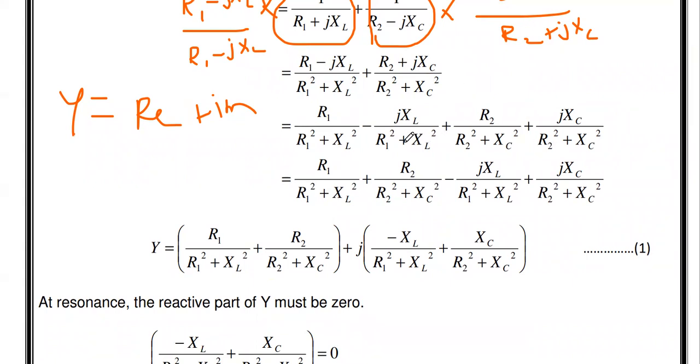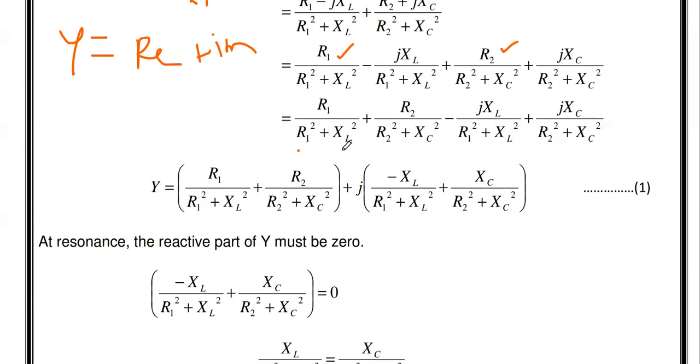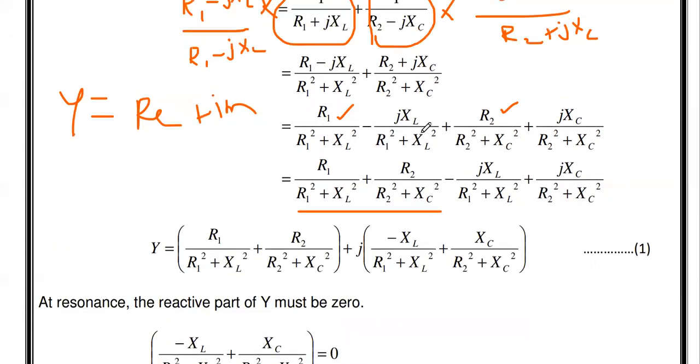In these 4 terms, which 2 terms are said to be real? Real means without j. So this is real, this is real. So you combine the 2 real parts, and the remaining 2 parts are imaginary. So in this imaginary part, you just write this is the imaginary part.